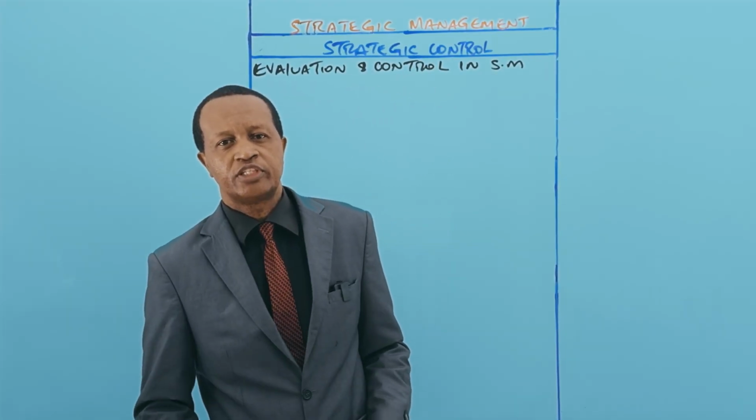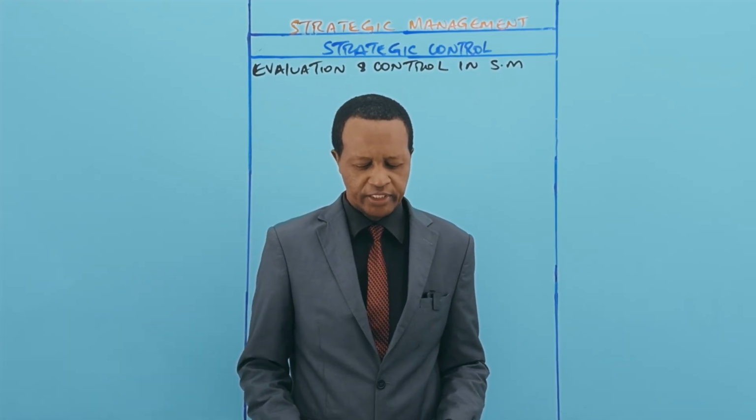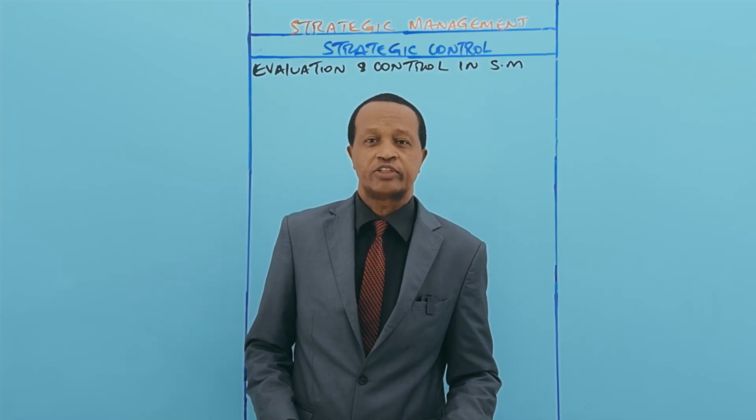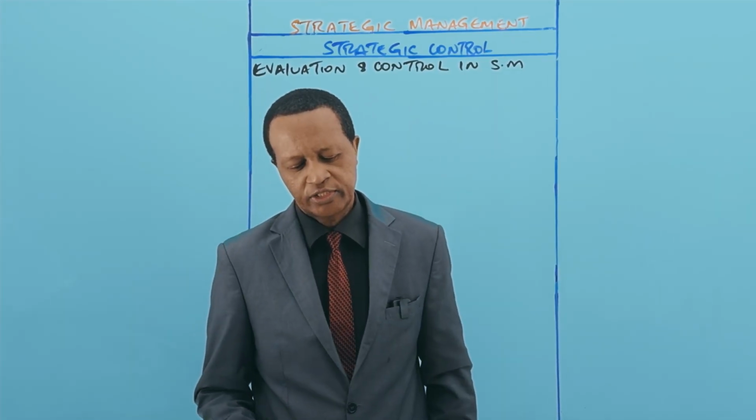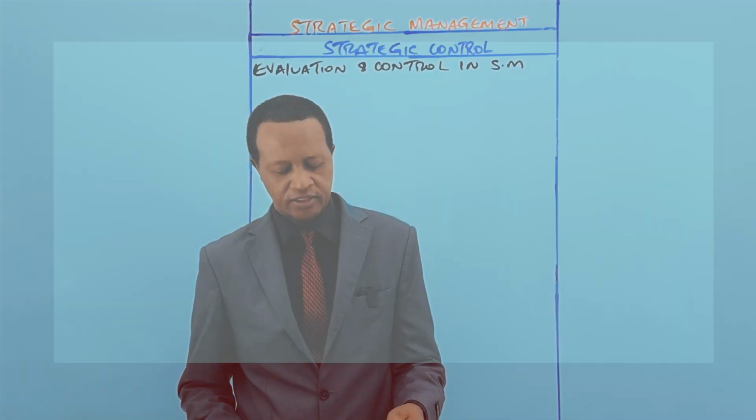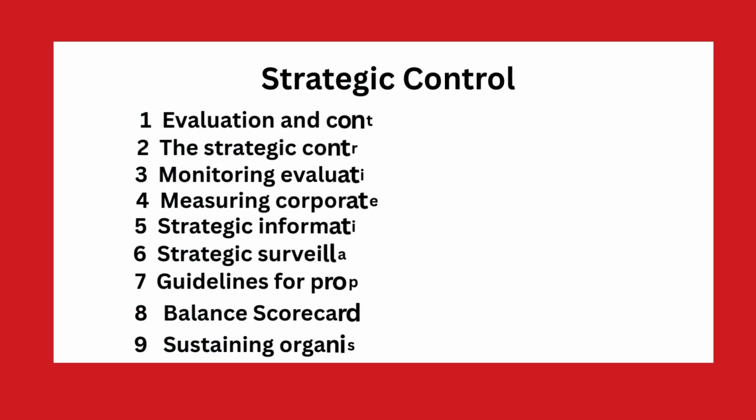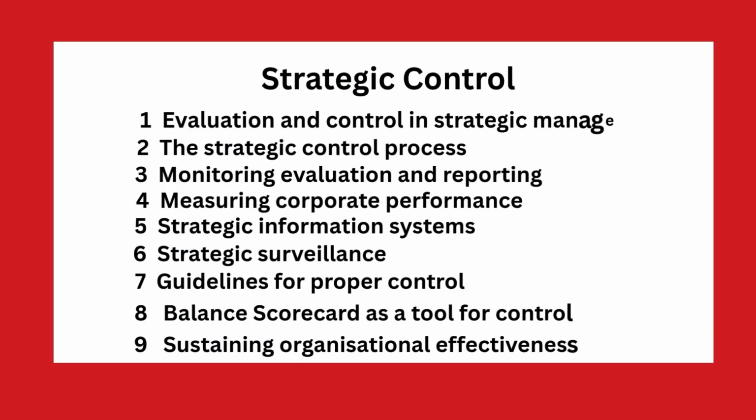The subject is strategic management. Today we begin on a new topic, which is strategic control. This topic has 9 subtopics, namely 1. Evaluation and control in strategic management.